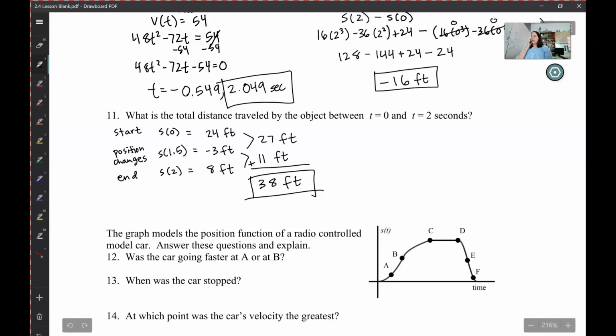Okay, in the last video, we're going to talk about finding these sorts of things out from a graph instead of equations.